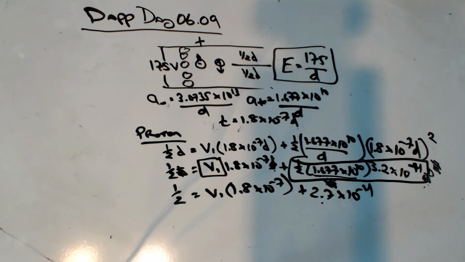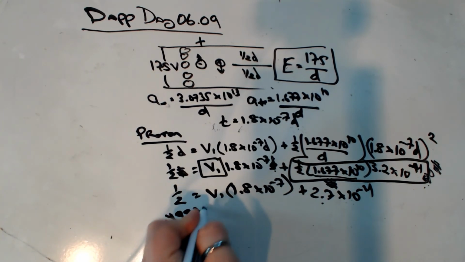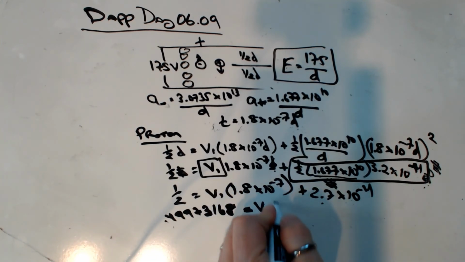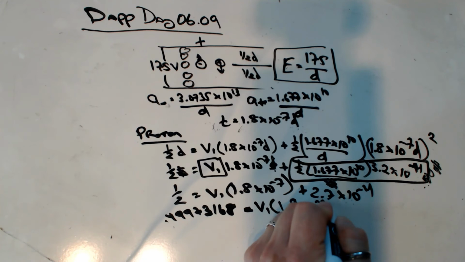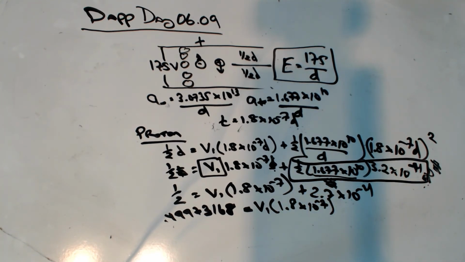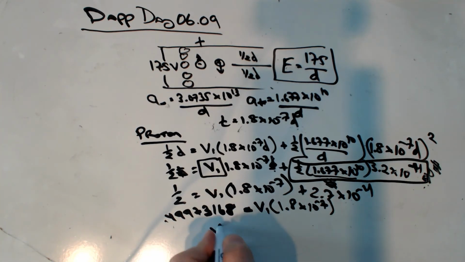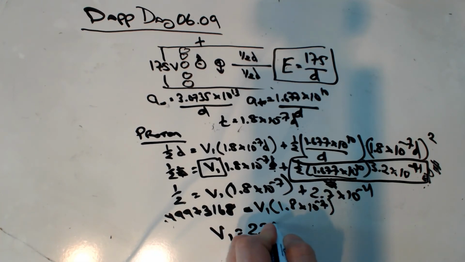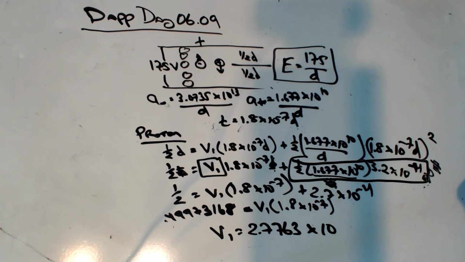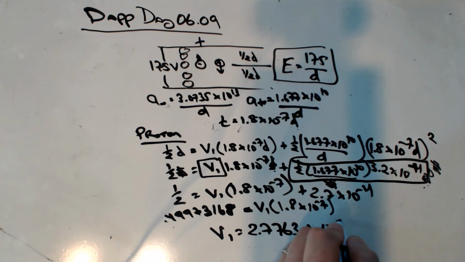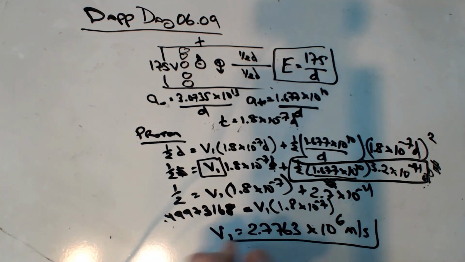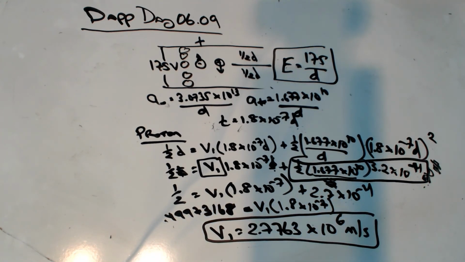And you're going to divide. So you have a number here. So it's 0.49973168 equals VI times 1.8 times 10 to the negative 7. And if we divide by 1.8 E negative 7, we get VI is 2.7763, probably too many digits, times 10 to the, and I'm going to go 1, 2, 3, 4, 5, 6 decimal places over, 10 to the 6 meters per second. So the initial speed of the proton, in order for them to get there at the same time, was 2.8 times 10 to the 6 meters per second.